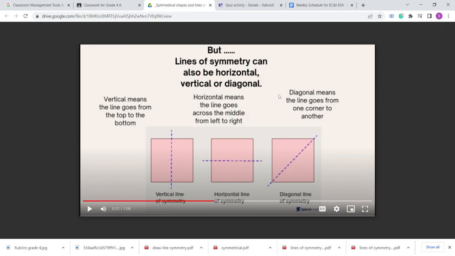But there are three types of symmetrical lines we can put. For example, horizontal, vertical and diagonal. And here are the pictures of the square, so that I can easily define what the vertical line of symmetry, horizontal line of symmetry and diagonal line of symmetry are.